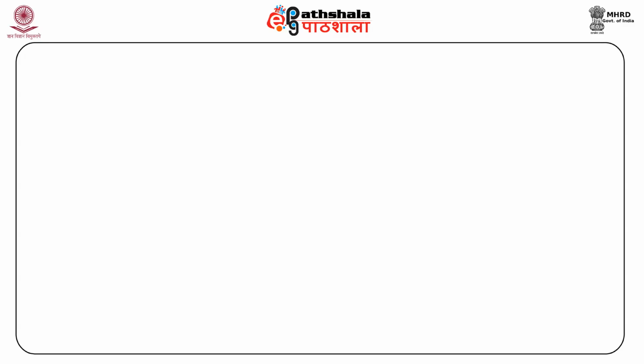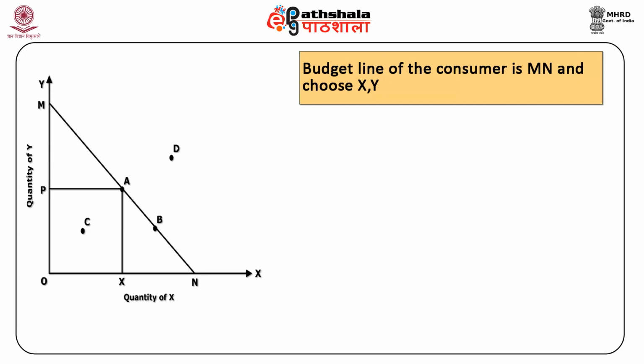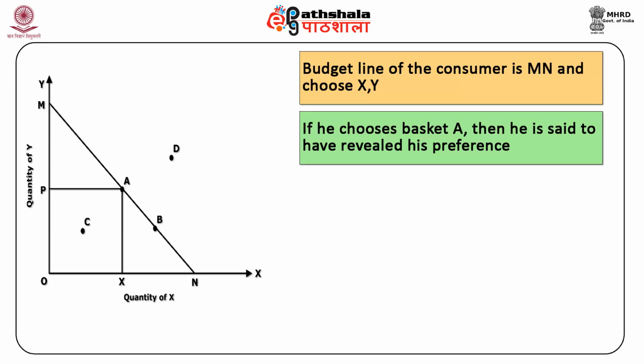This can be understood with the help of a diagram. In the diagram, the budget line of the consumer is MN, where he can choose various baskets of goods X and Y given his income and the prices of X and Y. Now, if the consumer chooses any basket of goods, for instance, basket A, which comprises OX of X and OP of Y, then he is said to have revealed his preference for basket A over any other basket which lies on the same budget line. So here the consumer has revealed his preference for A over B.